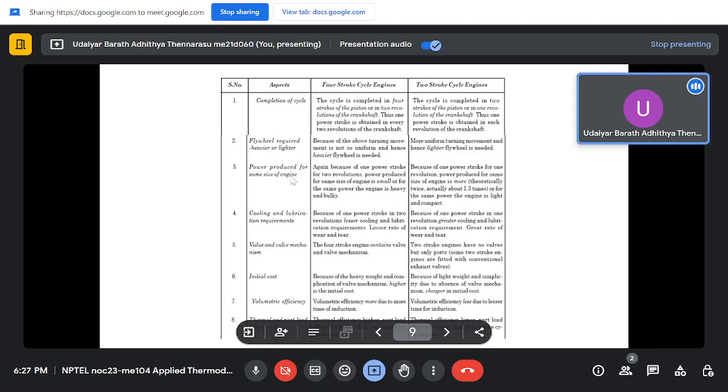And if you see power produced for the same size of engine, because of 1 power stroke per 2 revolutions, the power produced for the same size of engine is small, or for the same power the engine is heavy and bulky. The opposite is true for the 2-stroke. The engine will be small and the power strokes will be more. So theoretically twice, actually about 1.3 times the power generated for the same size compared to the 4-stroke cycle engine.